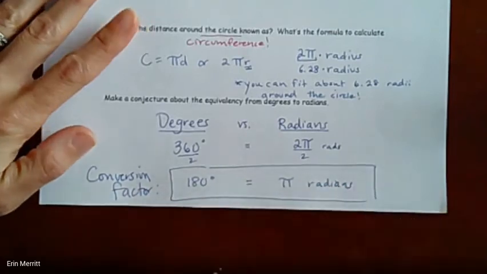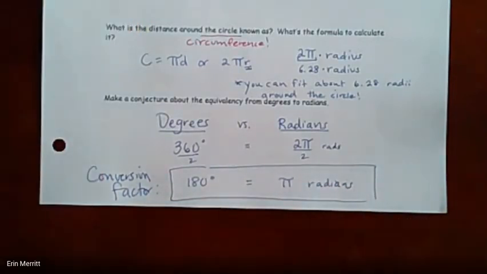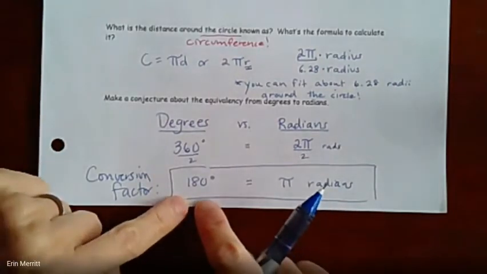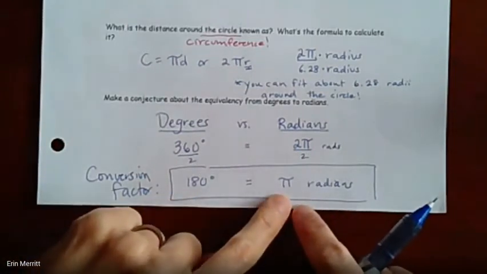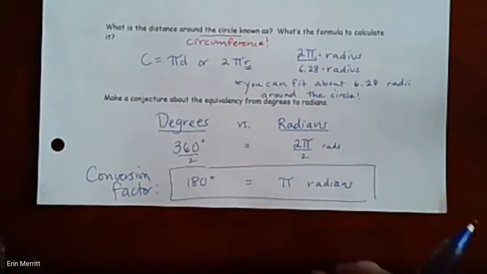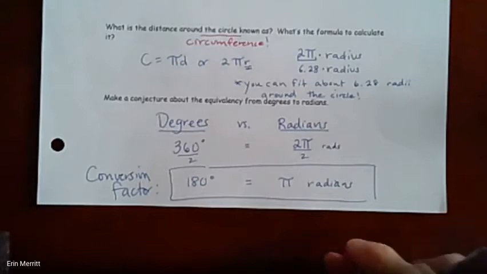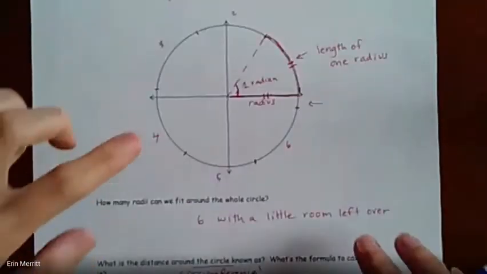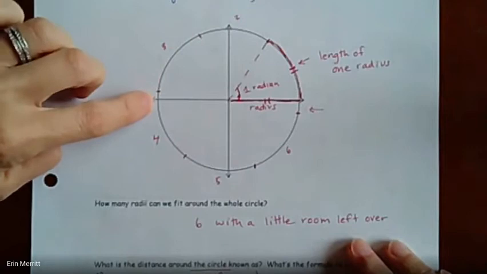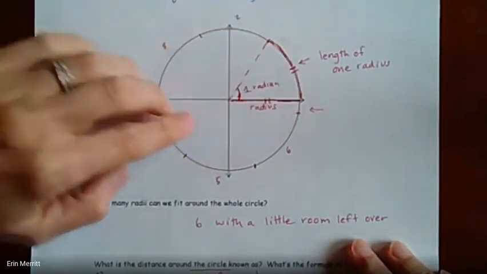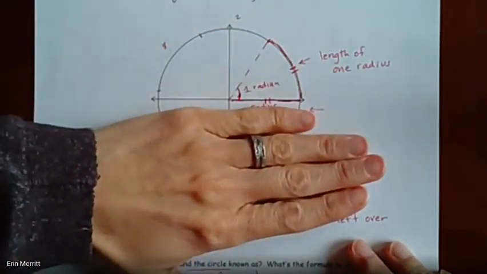And think about it like 12 inches is equal to 1 foot. Same type of conversion. So if you're converting from feet to inches, that's what you use. Here, we know that for every 180 degrees, that's equal to pi radians. So 3 and some change radians, right? Which makes sense because when you come back up here, we are able to fit 3 radii plus a little extra in the same space that 180 degrees took.